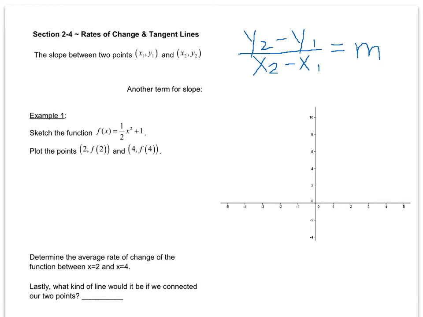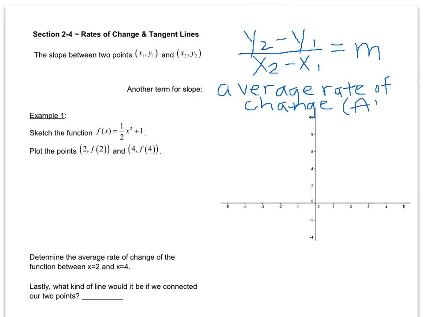Another term for slope is average rate of change. Slope is technically telling us, on average, over an interval, how much are the y values changing compared to the x values. Okay, it's a rate. And I will use AROC, average rate of change, as shorthand notation.